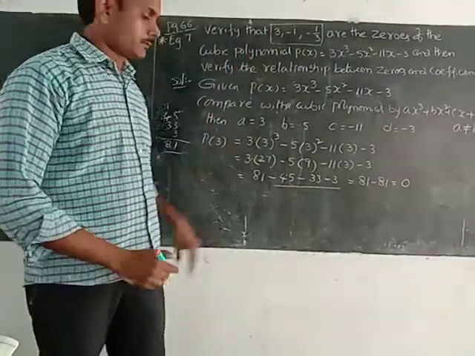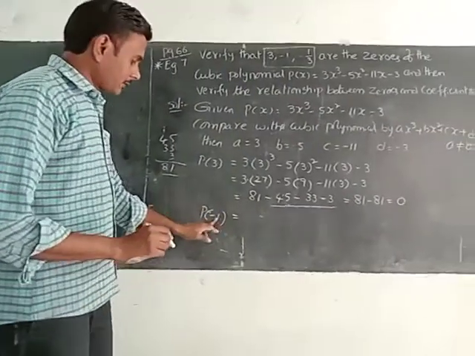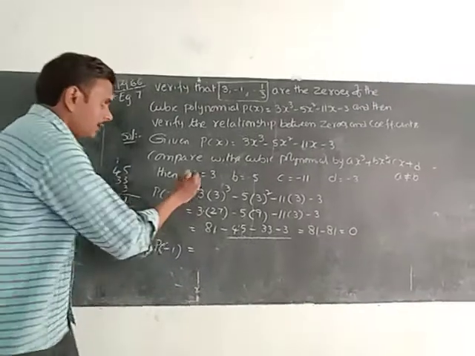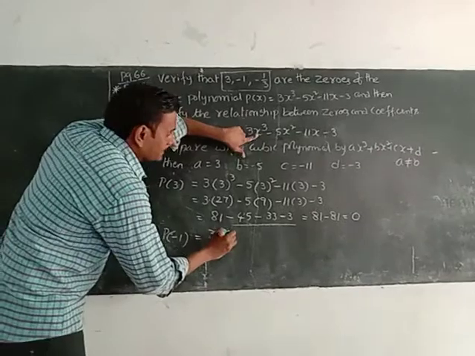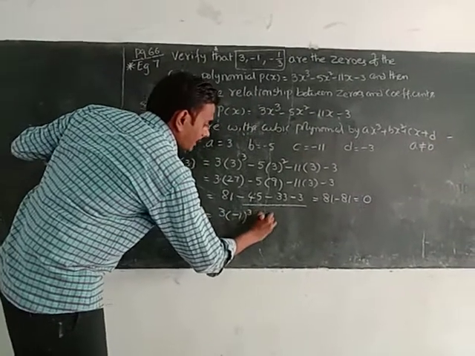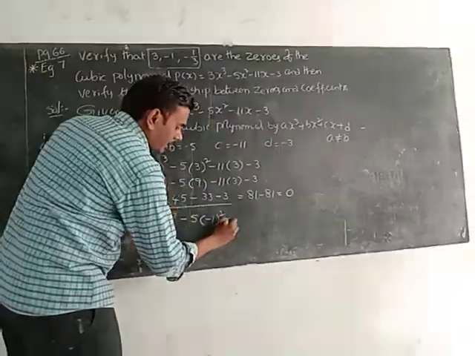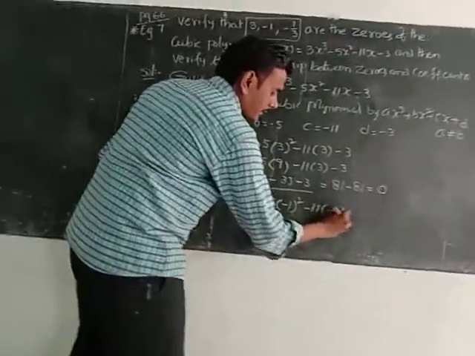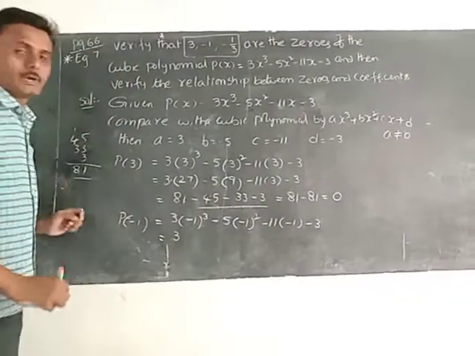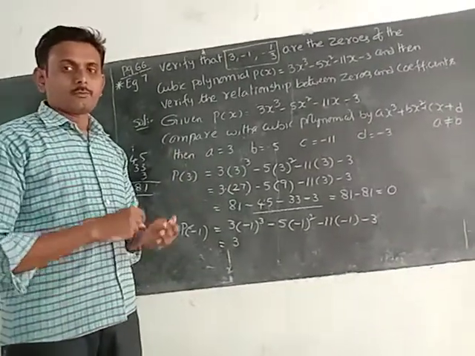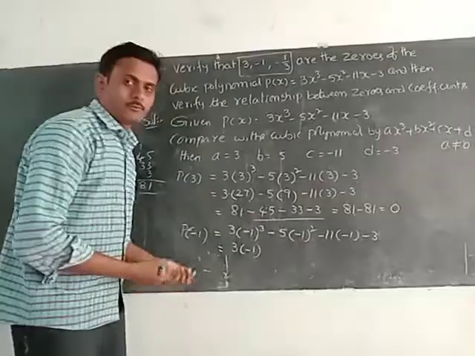Okay, go for the next, minus 1. P of minus 1 means replace x with minus 1 in this expression. 3 into x cube, minus 1 cube, minus 5 into x value square, minus 11 into x value minus 1, minus 3. Now simplify. 3 into 1 cube means minus 1 into minus 1 into minus 1. The minus is repeated 3 times, so we will get a minus. 1 cube means 1 only.